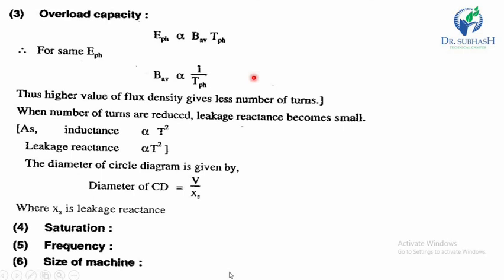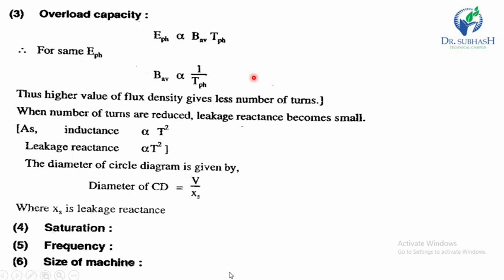Thus, from what we have discussed, we conclude that a smaller value of Bav gives better power factor, reduced losses, and increased efficiency, but small overload capacity. While a larger value of Bav gives poor power factor, increased losses, and reduced efficiency, but larger overload capacity.